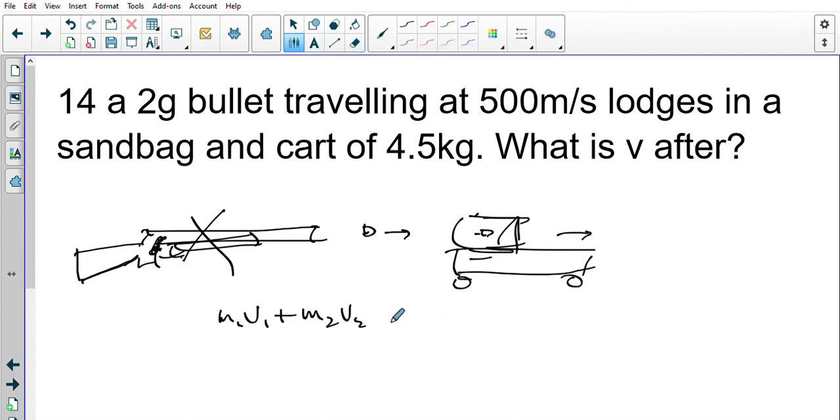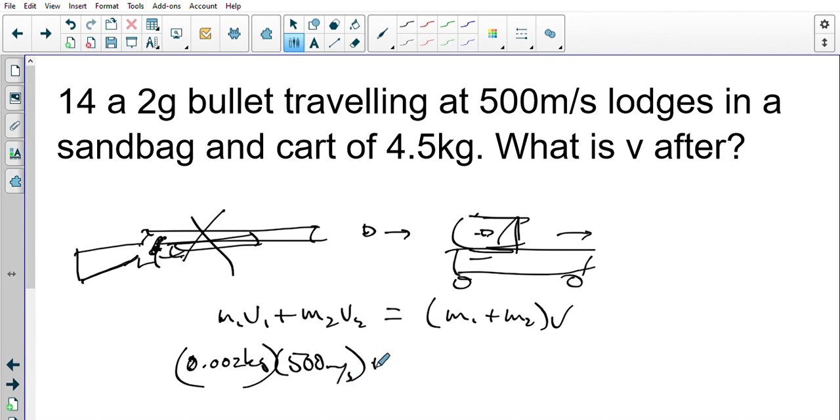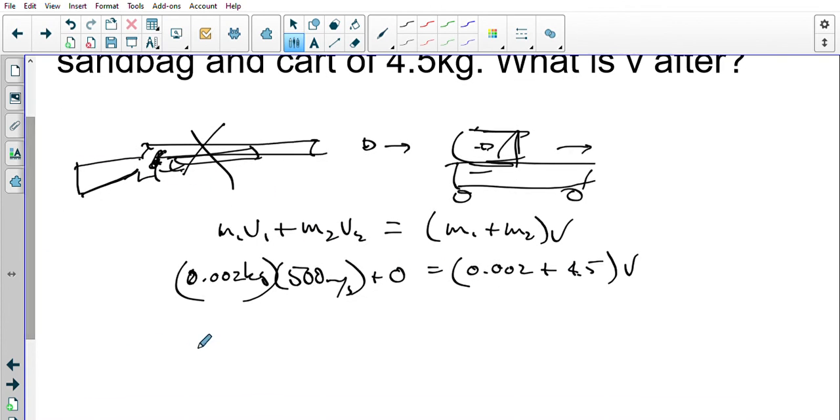And so then we can say, well, that's going to equal, they're lodged together, so this would be an m1 plus an m2 times a v. So the momentum of the bullet is on the left-hand side here. So that's 0.002 kilograms times 500 meters per second plus 0, starting off at 0. Then afterwards, we're going to have 0.002 kilograms plus 4.5 kilograms times our velocity. And you can sort of see right now that the mass of the bullet is really inconsequential to the mass of the full system, but it does give it the momentum. So 0.002 times 500 is equal to 1 kilogram meter per second.